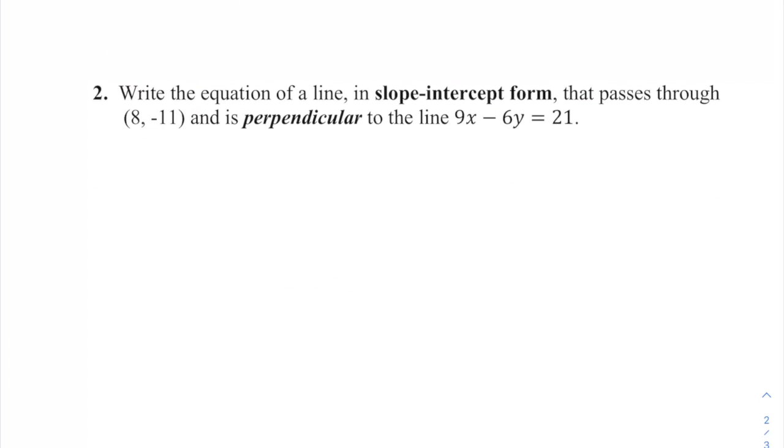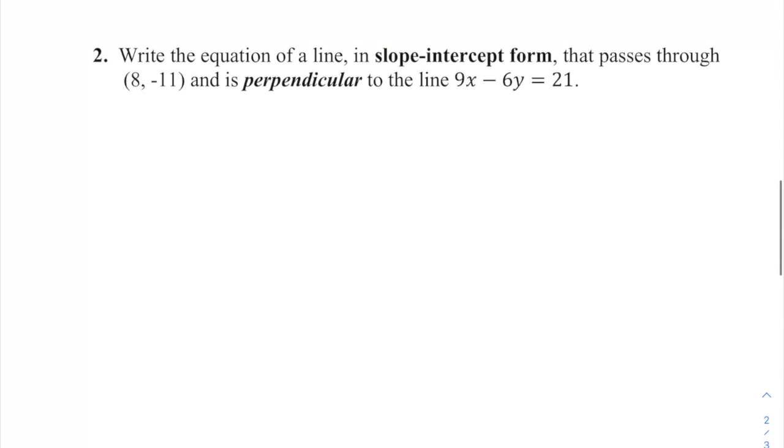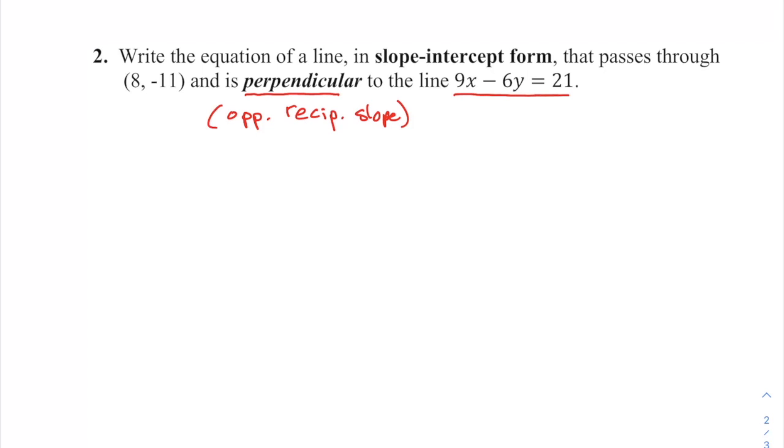This time a perpendicular example. Write the equation of a line in slope-intercept form that passes through (8, -11), and is perpendicular to this line. Okay, so again, perpendicular is just a way to try to tell you about its slope. That means my line, the line I'm trying to write, has the opposite reciprocal slope of this line, 9x minus 6y equals 21.